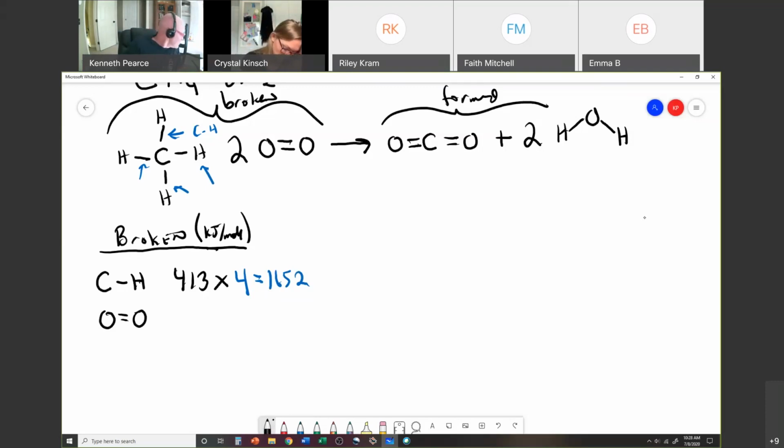For each double bonded oxygen, I look on page 326 and I see 495. But how many do I have? I have 2. See? 2 of these guys. I could do this in my head, but I'm not going to. 2 times 495 is 990.